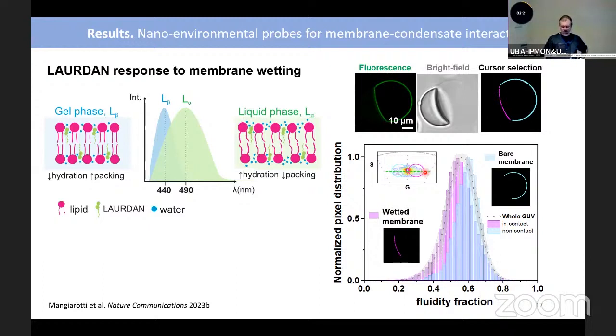And I want to make a point here. These giant unilamellar vesicles were built only with one phospholipid, dioleoyl phosphatidylcholine, which is fluid at the temperature of the experiment. The phase transition of DOPC is below 0 degrees, so it's totally fluid. I couldn't believe that this was happening, because it's a really, really fluid membrane that, by the attachment of this condensate, can modify the physical parameters of this lipid. This was really an impact for me. I couldn't believe that this happened, but the measurement tells us that this is true.